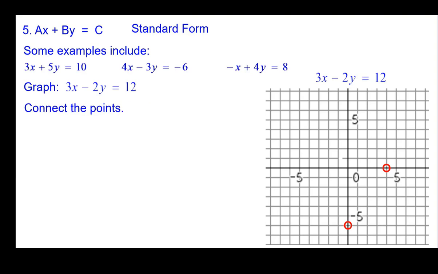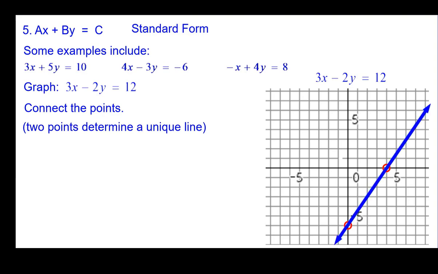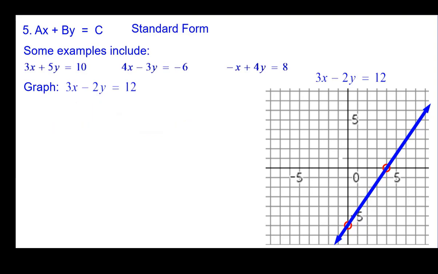So we'll connect the points because remember that 2 points do determine a unique line. And there's our graph. 3x minus 2y equals 12. Terminology, it's a linear function.